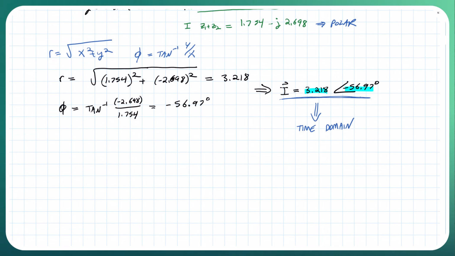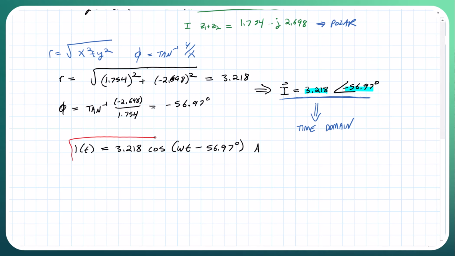So to go to time domain, I of t, which is the sum of I1 and I2, is equal to 3.218 cosine omega t minus 56.97 degrees, and this is in amps, and this is our final answer here to get the sum. Okay, where this is 3.2, and this is that.